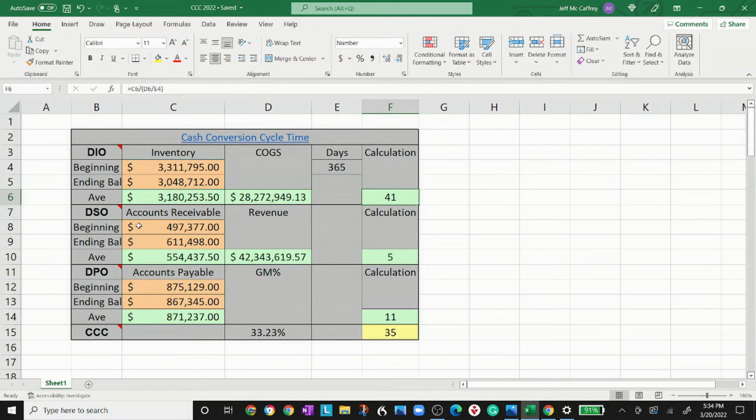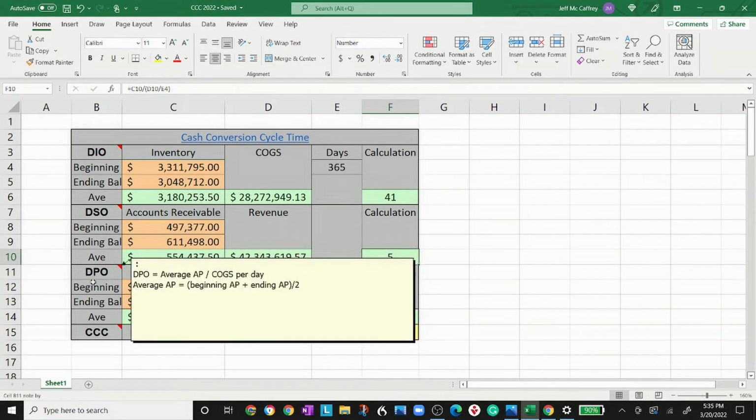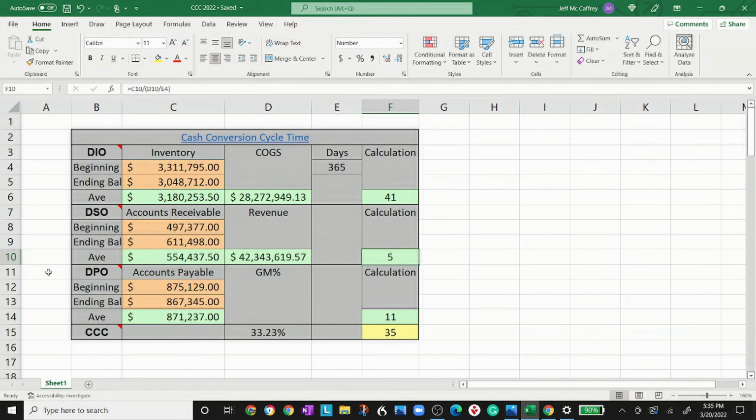Accounts receivable, you have the same thing. Beginning and ending balance, an average divided by revenue per day, which is that amount of revenue of 365 days. That's 5 days. Days payable outstanding is beginning and ending payables. You have an average payable divided by cost of goods sold per day. That equals 11 days. And remember, let me just show you.